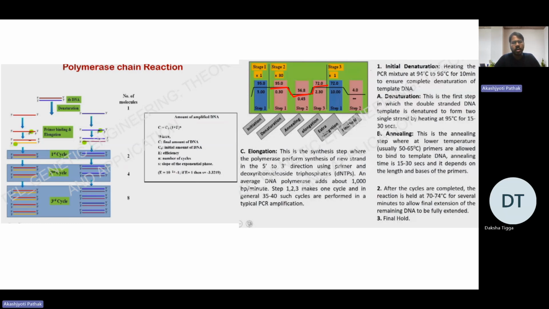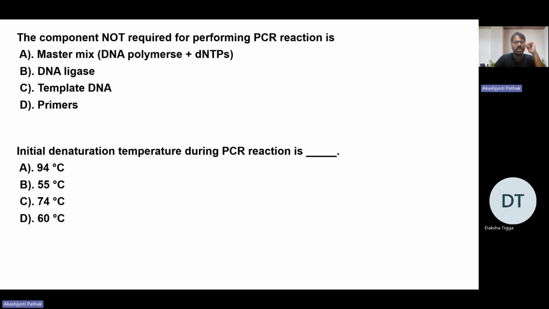Here also you will have the formula N equals N naught times 2 to the power n, because it is exponential. If you are considering the efficiency of PCR, then you will have the formula N equals N naught times (1 plus E) to the power n. That also is an exponential cycle.